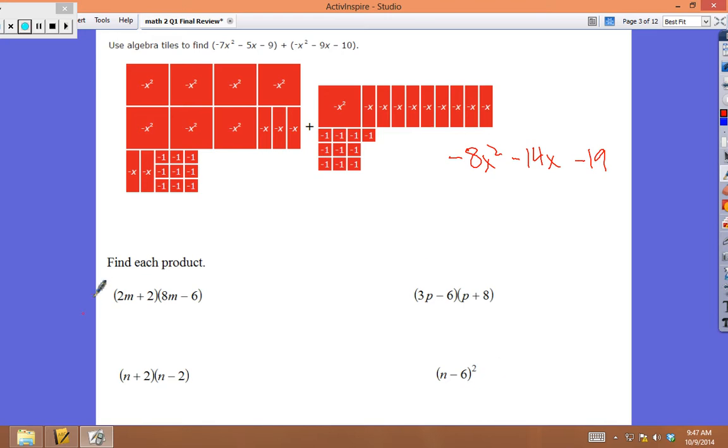Okay, now multiplication. If you're going to multiply, you have to use the distributive property. You have to FOIL first times first. 2m times 8m is 16m squared.